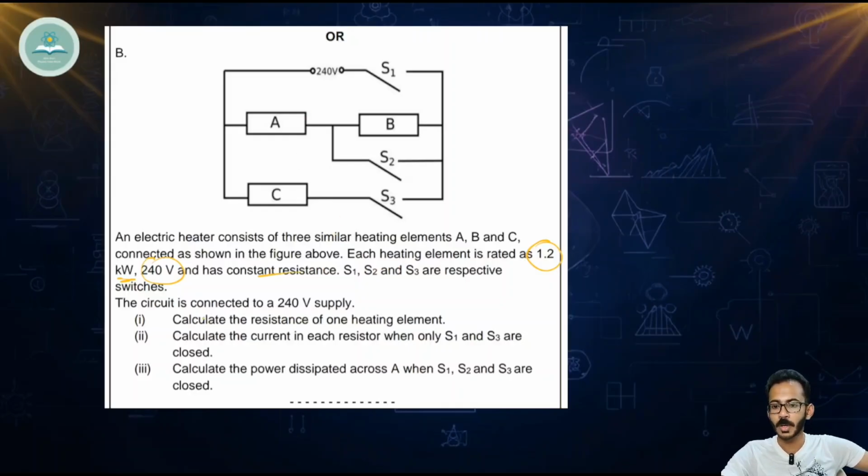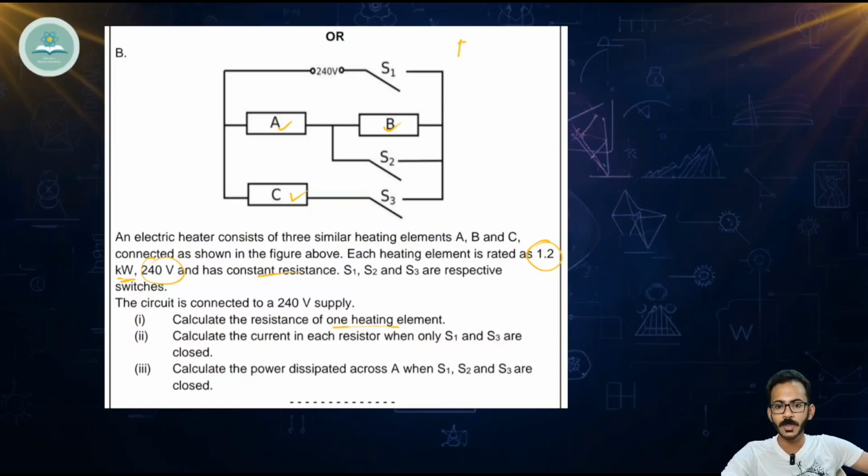Now, first question is calculate the resistance of one heating element. We have to calculate the resistance. They already informed that all these three resistors are similar. So if we calculate the resistance of one resistor, then automatically we are getting the resistance of all other resistors. So let's write the given values. Each heating element is rated as 1.2 kilowatt.